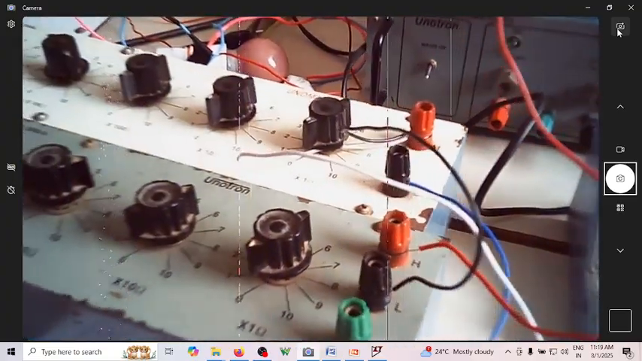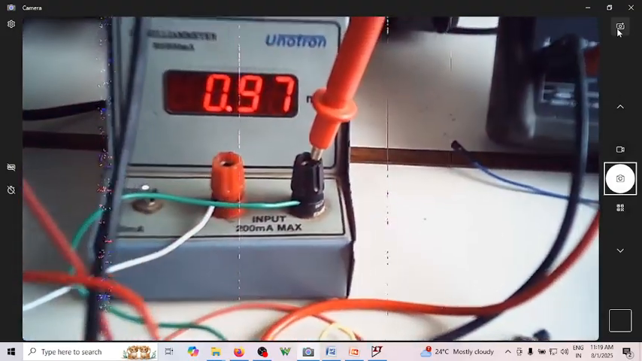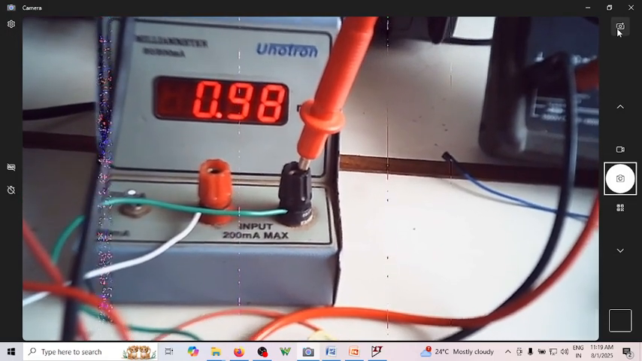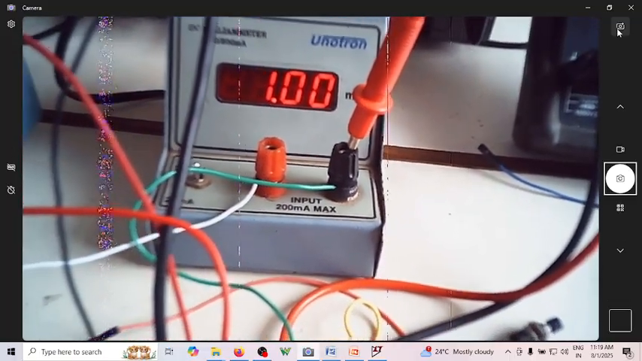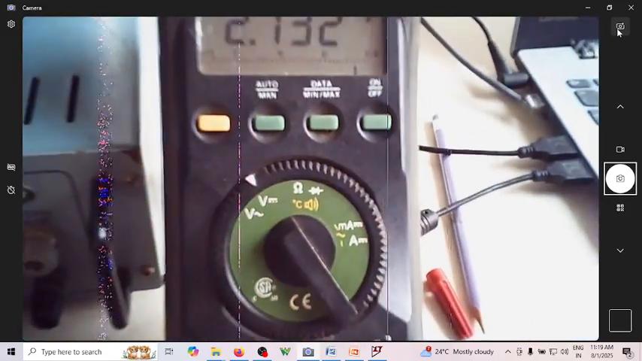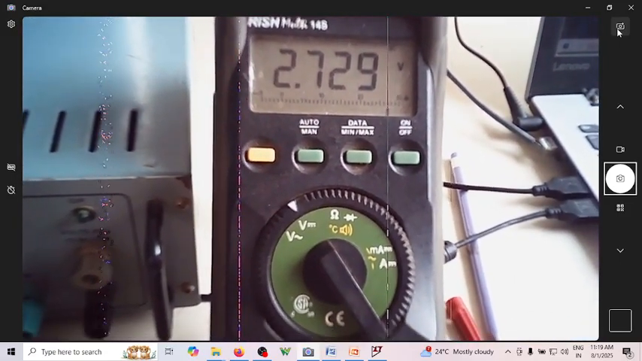Now what I'm doing, I'm increasing the value of R2 so that it is coming close to, can you see now, it's almost 1 milliampere? It's exactly 1 milliampere. Can you see the corresponding collector voltage? It is 2.73.